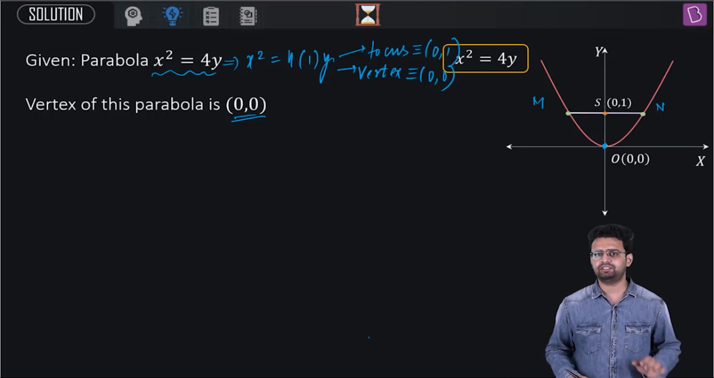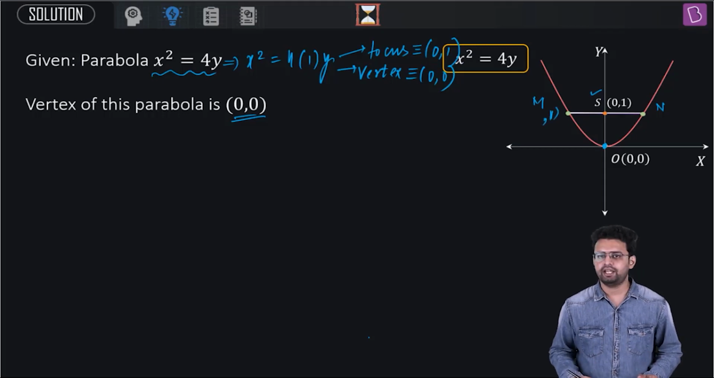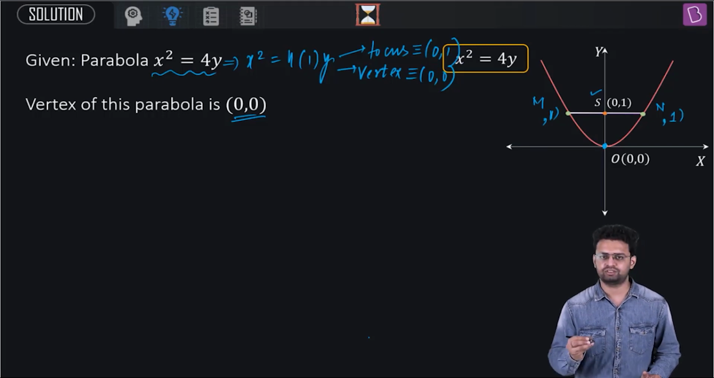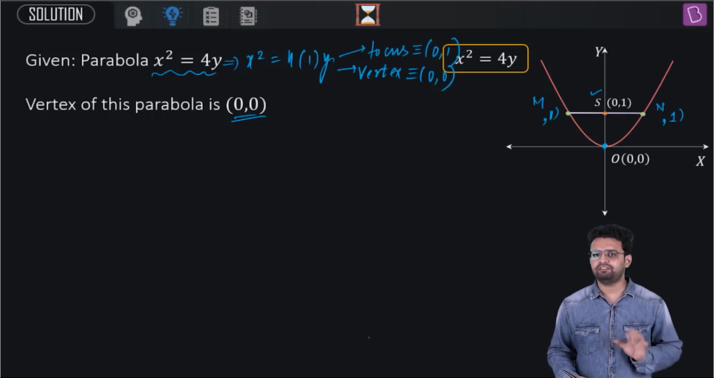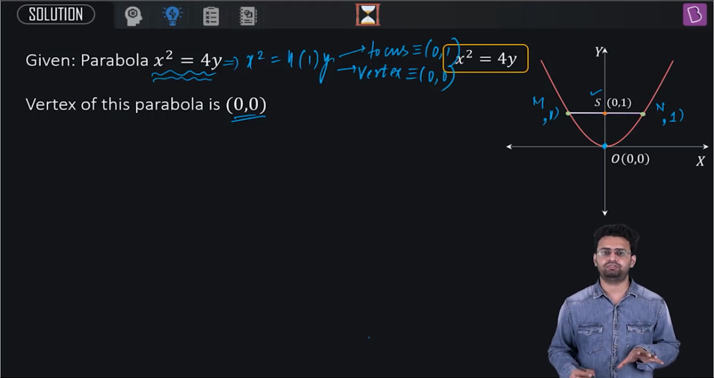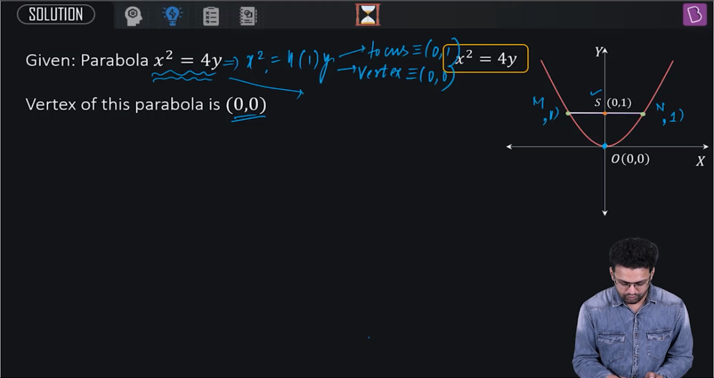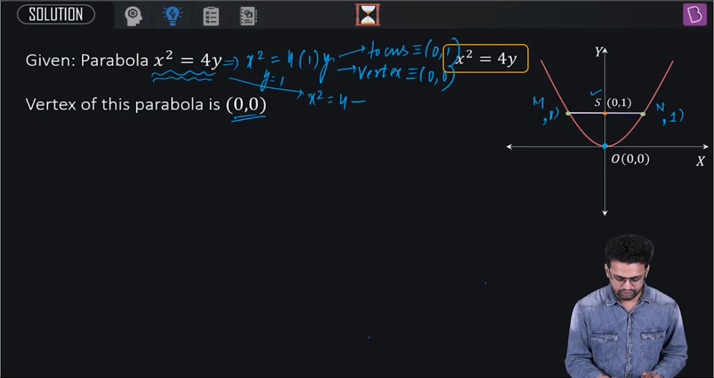One thing is very clear: since the y coordinate of the point S is 1, that means the y coordinate of the point M is also going to be 1 and the y coordinate of the point N is also going to be 1. Now we have to find the x coordinate. How can we find the x coordinate? If we put the value y as 1 into the equation of the parabola, because the endpoints are already lying on the parabola, in x square is equal to 4y, I'll get x square is equal to 4, which further gives me x is equal to plus minus 2.